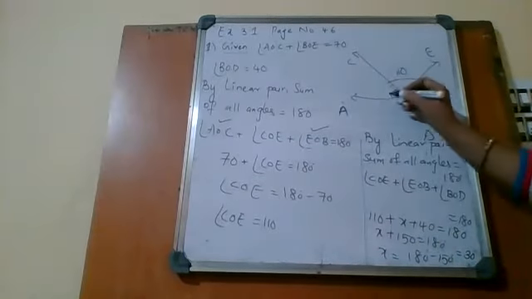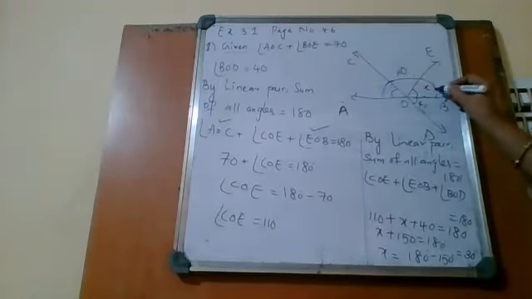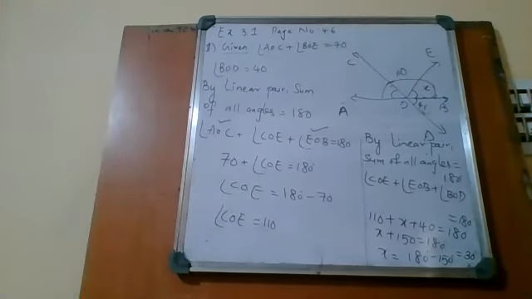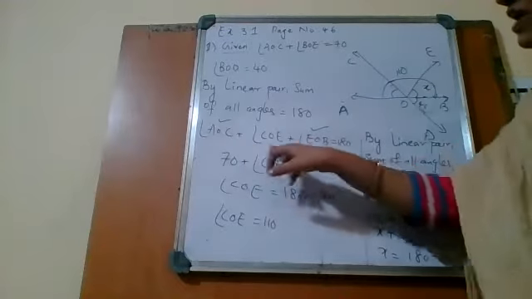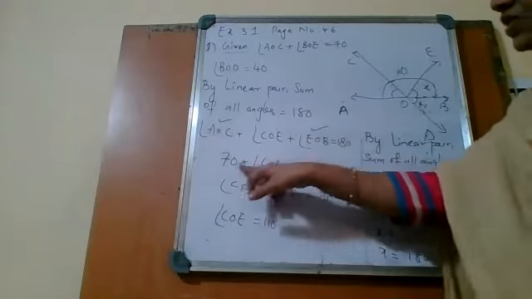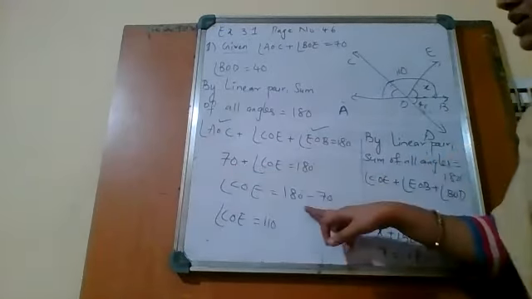By linear pair, from here to here, how much should it be? It should be equal to 180 degrees. Therefore, the angles must be equal to 100. But we know the other is 70. So 180 minus 70.